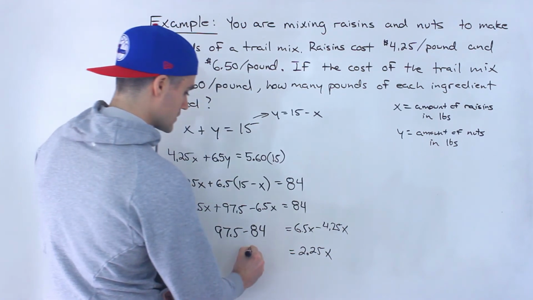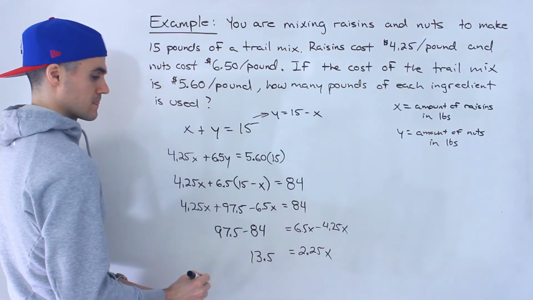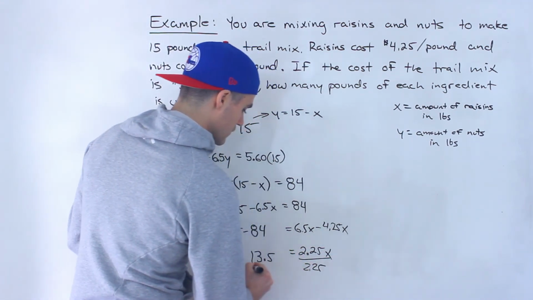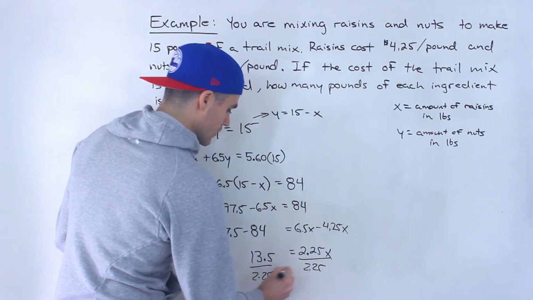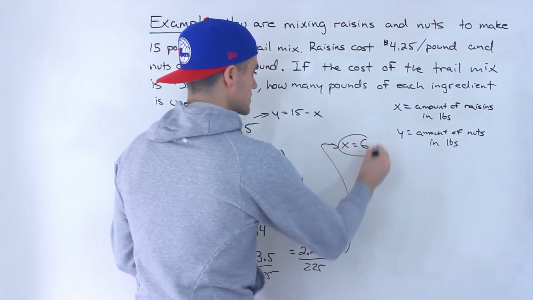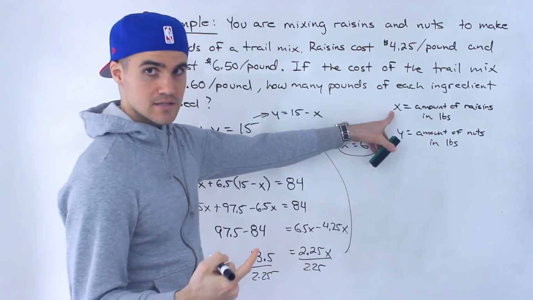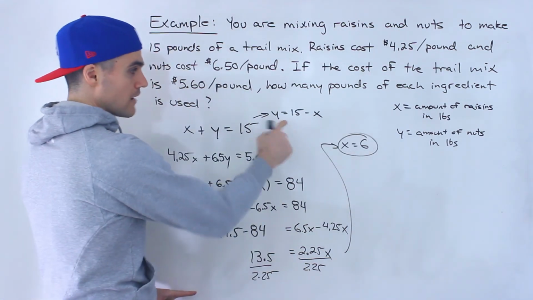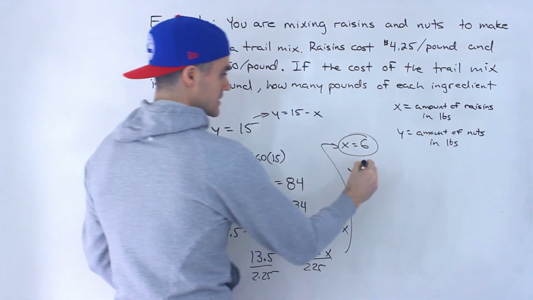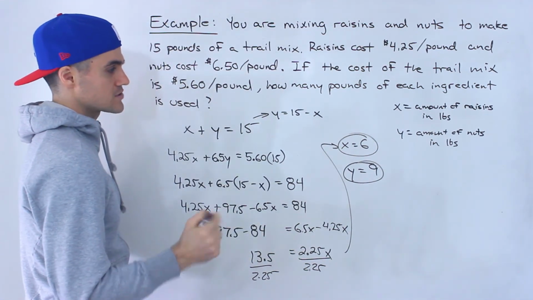And then over here, this would be 13.5. And then dividing by 2.25, x would end up being 6. Right? So 6 pounds of raisins are being used. And then to get the y value, we just simply plug it in there. 15 minus 6 would give us 9. So 9 pounds of nuts are being used.